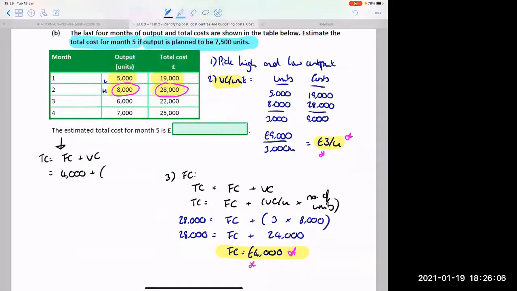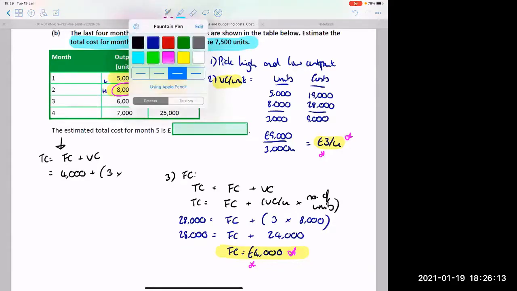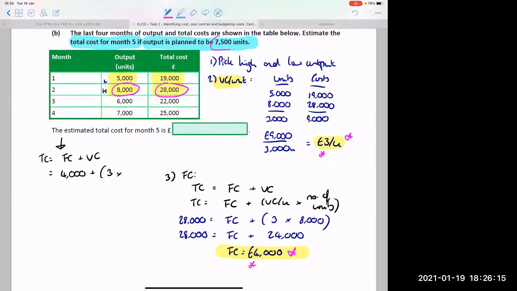Variable cost per unit we worked out in step 2, £3 a unit. And the number of units that we are interested in for month 5 is 7,500, just as given to us in the question. So fixed cost of £4,000 plus variable cost per unit of 3 times my number of units, 7,500, we should get 26,500, and that's what we're going to put in as our answer.